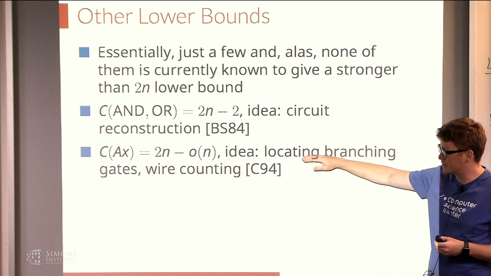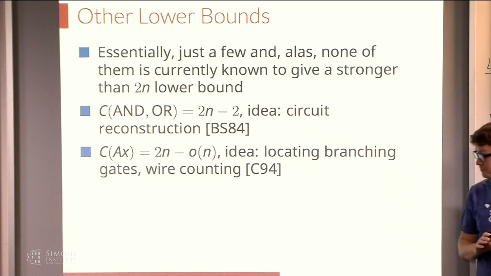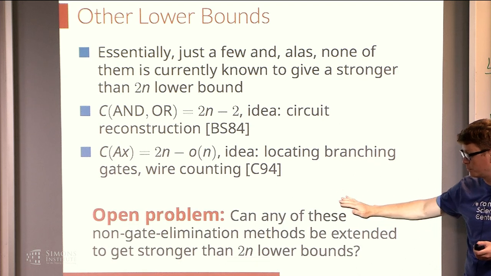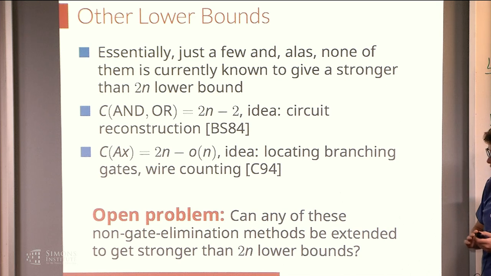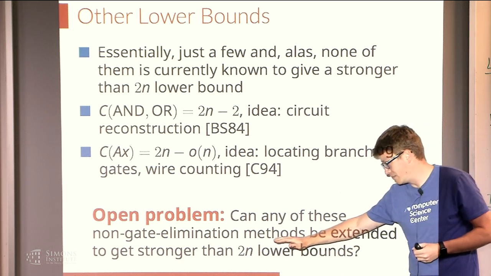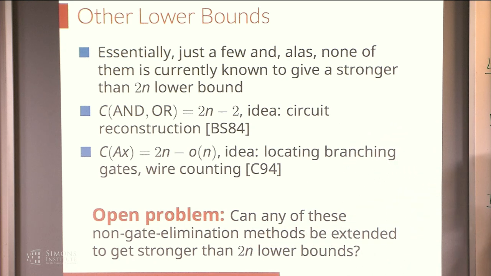For both of these proofs, I have no idea how to extend them to prove something stronger than 2n. So this is my next open problem. It would be nice to come up with some non-gate-elimination proof of some lower bound stronger than 2n.